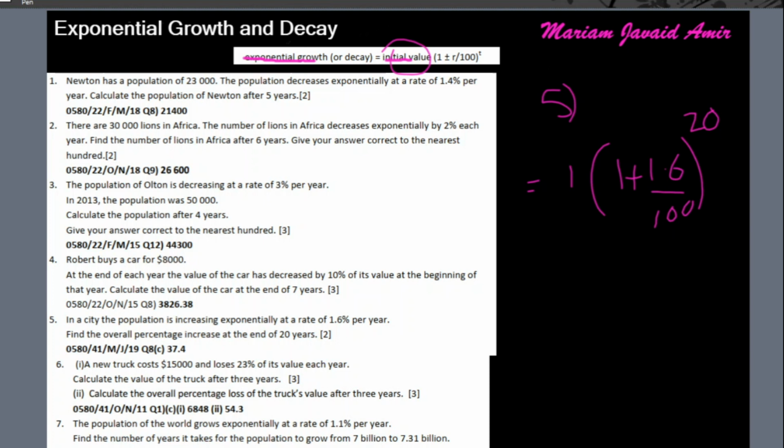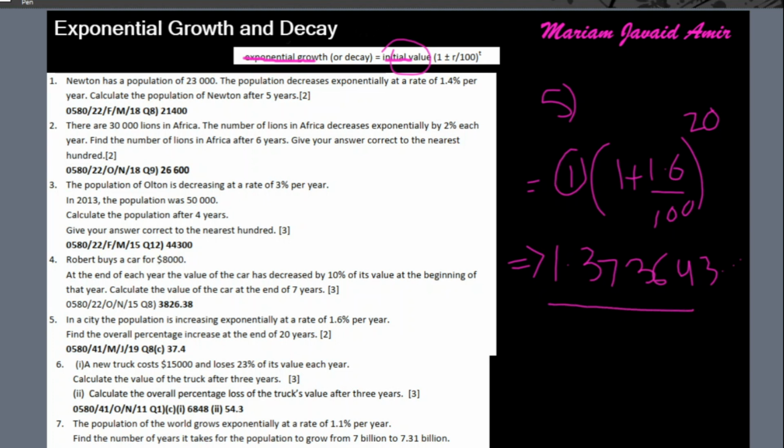I'm not using x to avoid involving algebra in this question. Instead, I am using 1. So I'm saying my initial value is 1. When I enter this in the calculator, I get 1.37364 and so on. So this was the original value, and this is the new value.